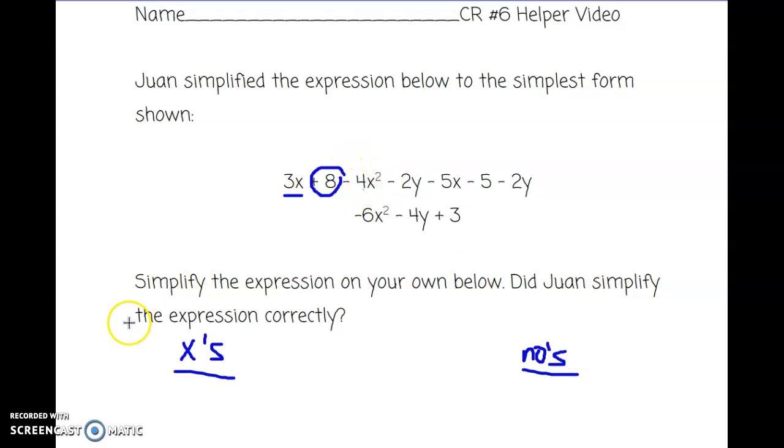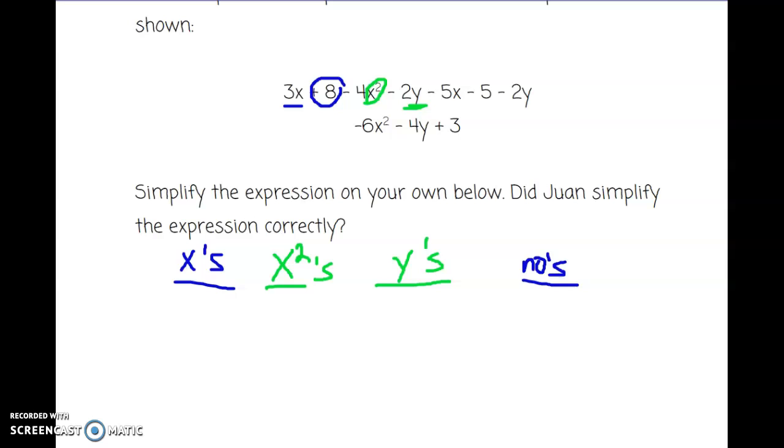It looks like I have what is known as an x squared column because x squared means something completely different than x's. So I'm going to go ahead and write my x squared column. And then I also have the variable y right here, so I also have a y column. All right, let's go ahead and put the correct terms under the column.